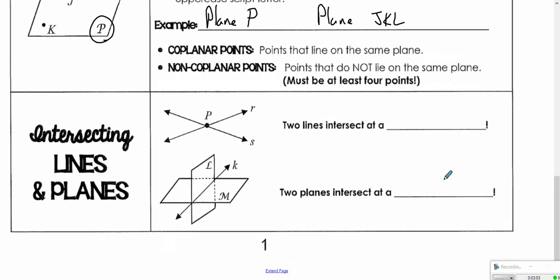Finally, intersecting lines and planes. When they intersect, they cross, right? Just like an intersection of a road. If 2 lines intersect, notice this line crosses this line, line R, line S, they cross, and they cross at 1 point.